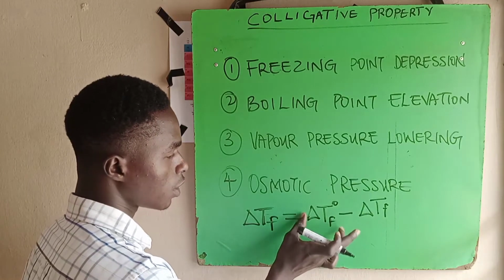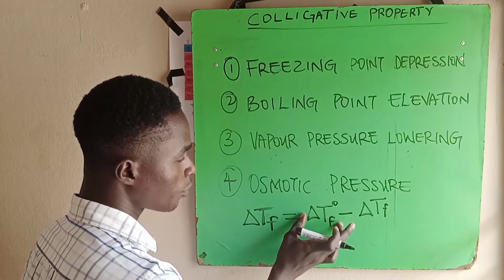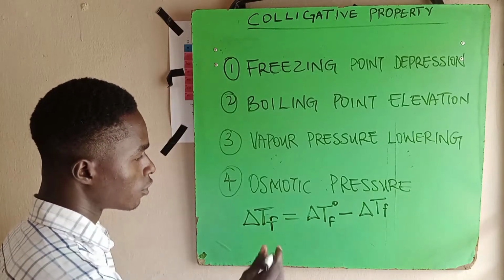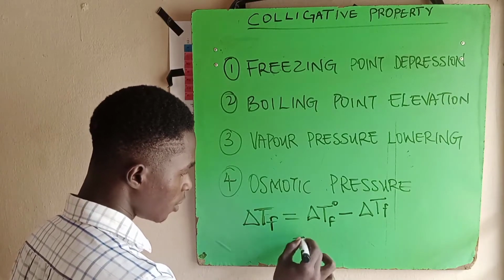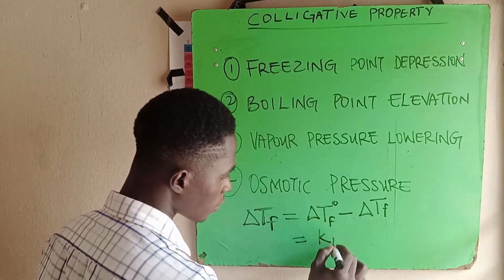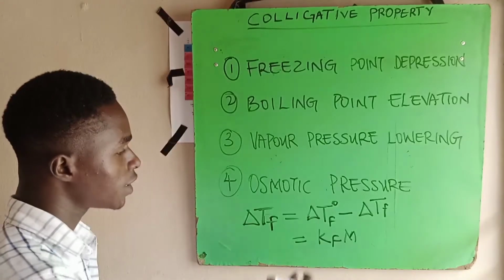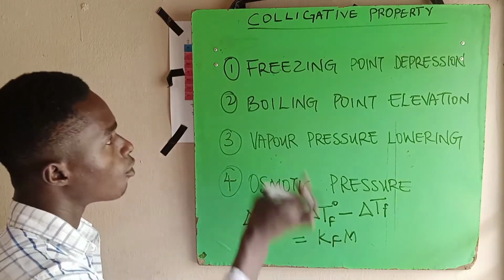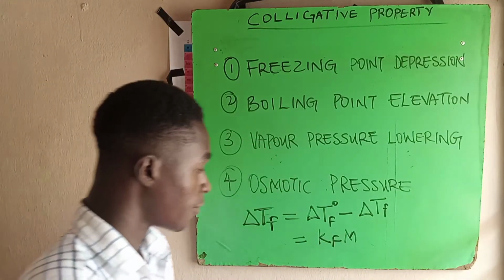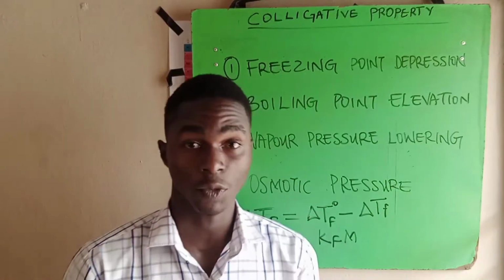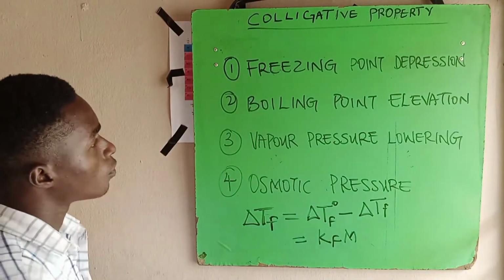TF naught is the standard freezing point of the standard pure solute, and TF is the freezing point of that particular solute. So in all, we have to introduce a constant Kf and m. m stands for molality, and Kf stands for the freezing point constant. Freezing point constants can be given before you can calculate the freezing point of a particular solute.